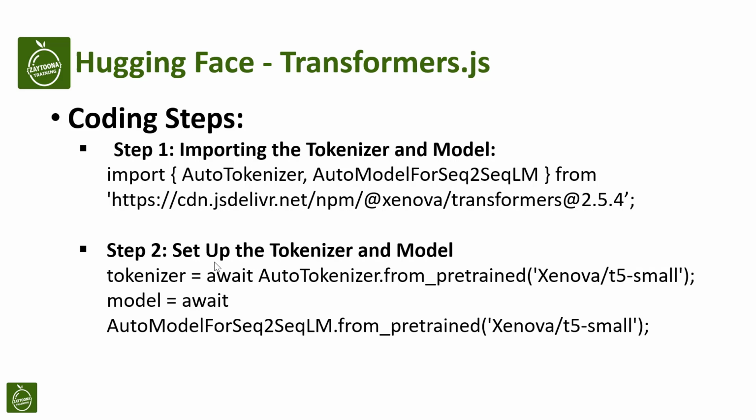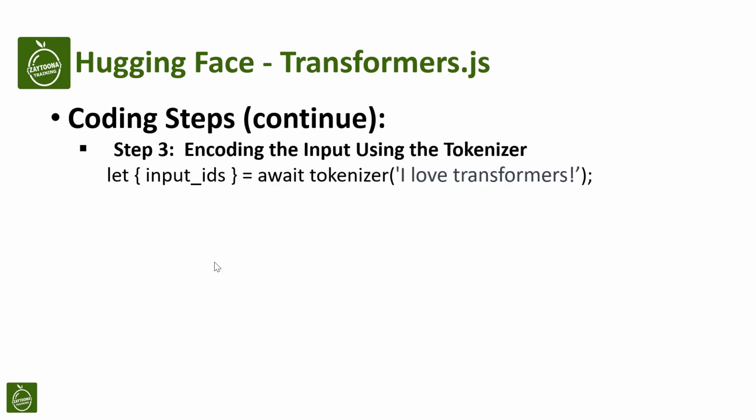Step 2. Now, with these classes in hand, we need to get them ready for our specific task. So we call the from_pretrained method on both of them, setting them up with a particular version called Xenova T5-small. Step 3. We need to change our question, "I love Transformers," into a special code for our computer to understand. The tokenizer helps us do just that.